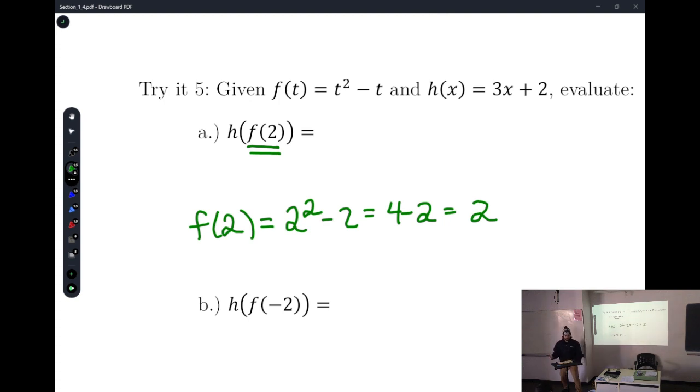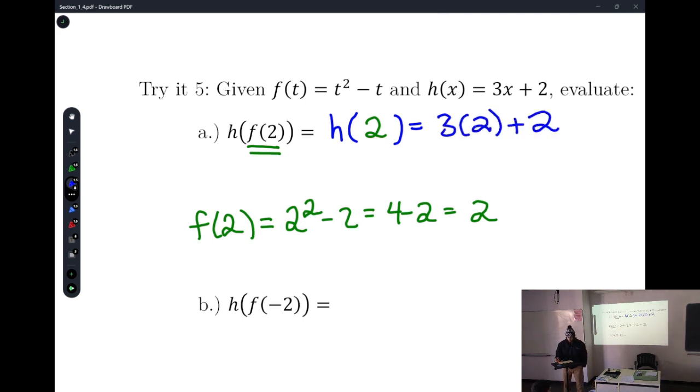And then you plug that in. H of 2 equals 3 times 2.